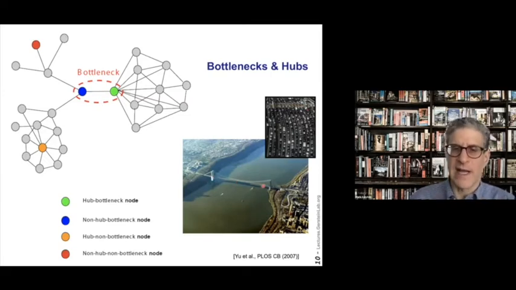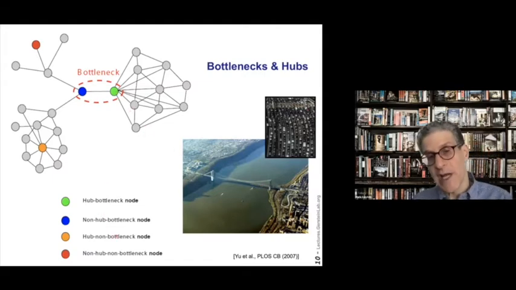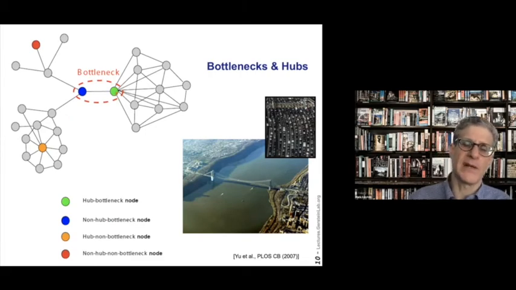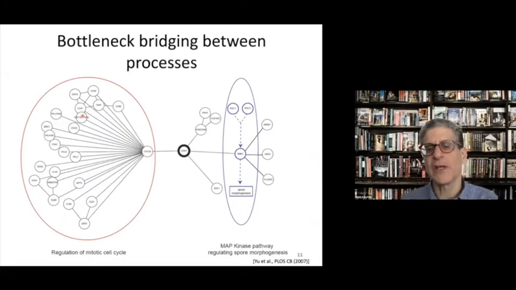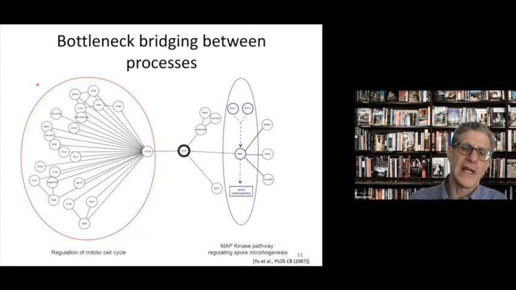And that makes this thing a bottleneck. Now, I should point out a bottleneck can also be a hub. It doesn't have to be a hub. You can imagine here, for instance, here's a bottleneck node that is a hub. Here's one that's not a hub. And likewise, you can have a hub that's not a bottleneck, and conversely. Biologically, people have often found bottlenecks bridging disparate genomic processes. So if you have two processes here, often they're connected in some regulatory or interaction sense through a bottleneck edge.